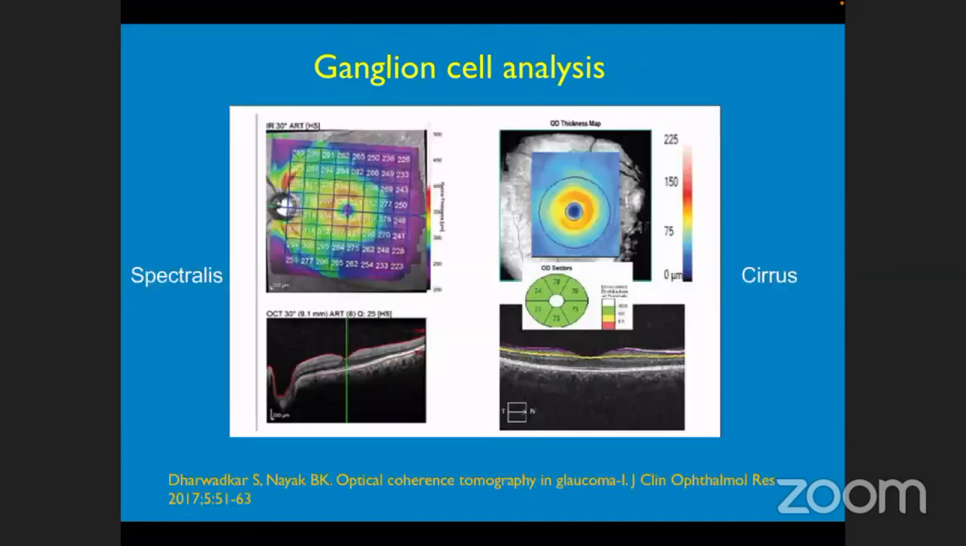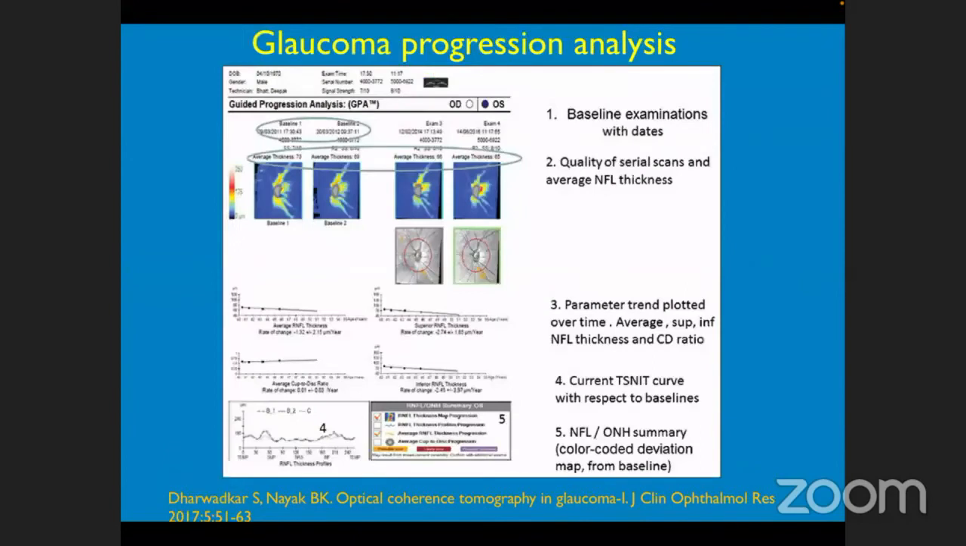The ganglion cell analysis for Spectralis and Cirrus is different because Spectralis takes into consideration the whole thickness of the retina, while in Cirrus only GCC and IPL are considered. In OptoView, nerve fiber layer is also included in the ganglion cell analysis. So this should be kept in mind.